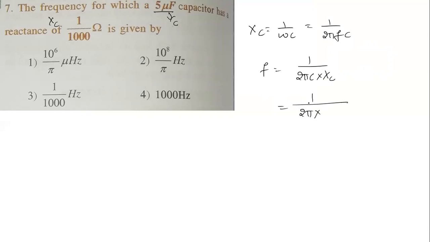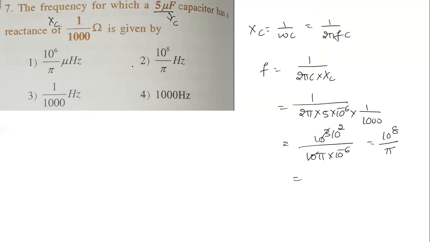We're going to insert the values. 1 by 2 pi. Capacitance is 5 into 10 power minus 6 and XC is 1 by 1000. This 1000 will come to numerator. It will become 10 power 3 divided by 10 pi into 10 power minus 6. Need to simplify this one. This is going to cancel one time. It will become 10 power 2. This 10 power minus 6 will come to numerator. It will become what now? 10 power 8 divided by 5 pi. What is an option? Second option. 10 power 8 divided by pi. That is the value of frequency.